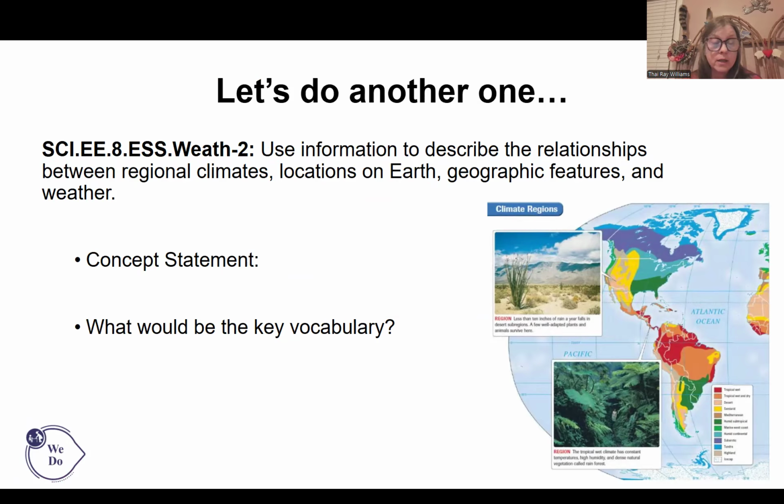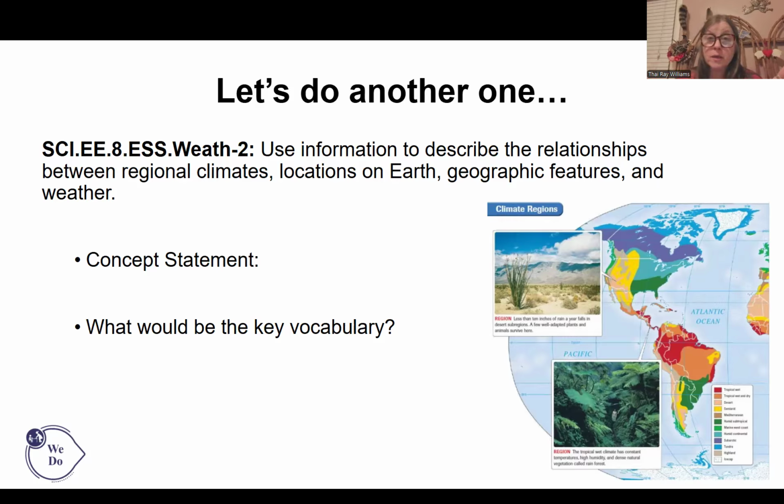This is an eighth grade Earth and Space Science standard. So this is the essential element. The students are going to use information to describe the relationships between regional climates. So regional might be an area in the north, like Montana, compared to someplace in the south, like Georgia. So you could compare the climates there. Locations on Earth. So you could compare weather in the South Pole to weather in Florida.